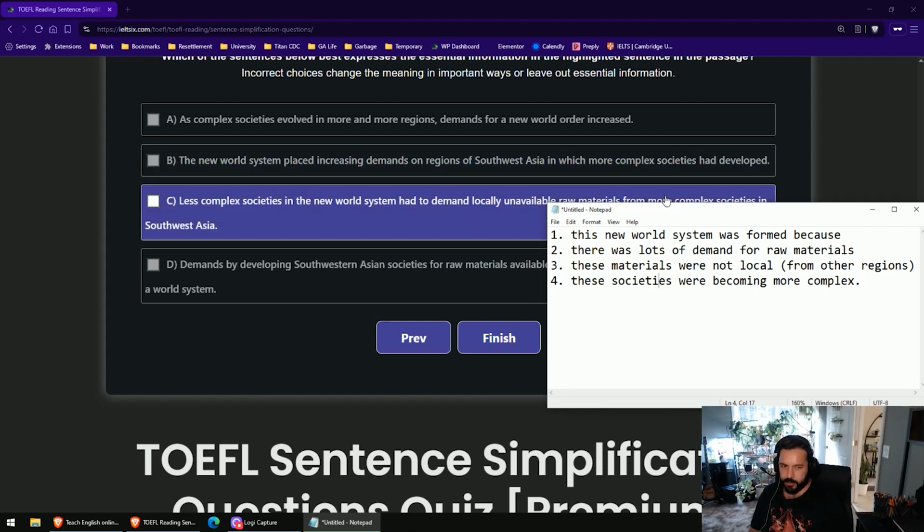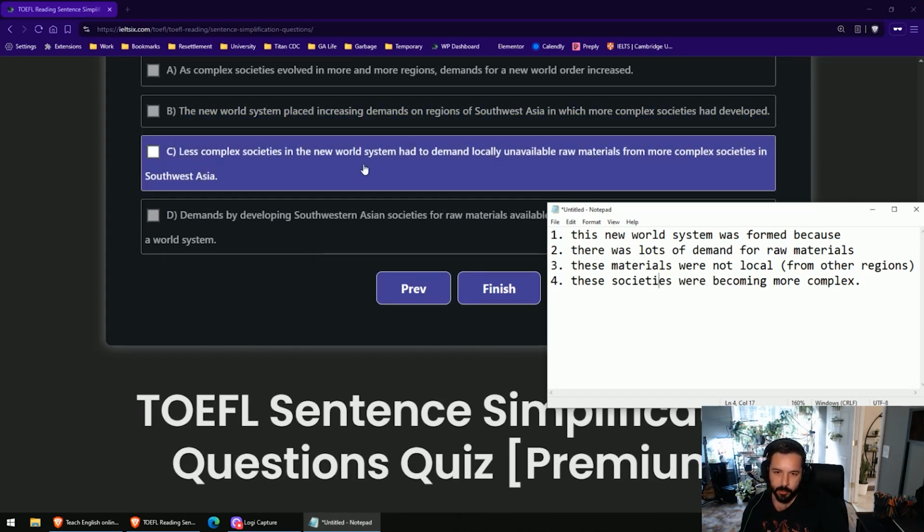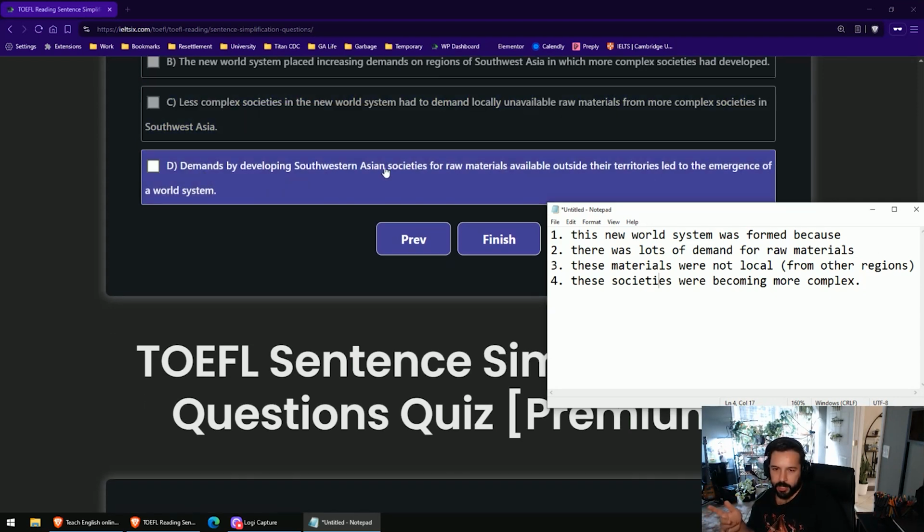No, pay attention to the time, first of all. In some areas, societies had already developed. Past perfect, meaning before this other thing happened, this thing had already happened. So this option is actually talking about two different sets of societies. One developed earlier, one developed afterwards. This is a terrible option. Less complex societies in the new world system had to demand locally unavailable raw materials from more complex societies. Again, it's mentioning two different types of societies. We never mentioned that.